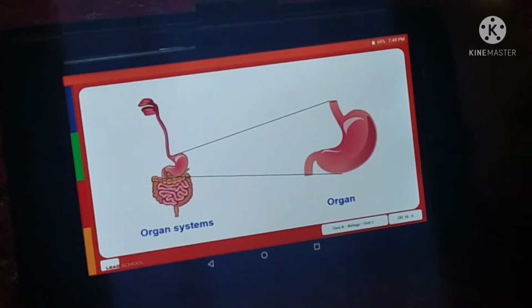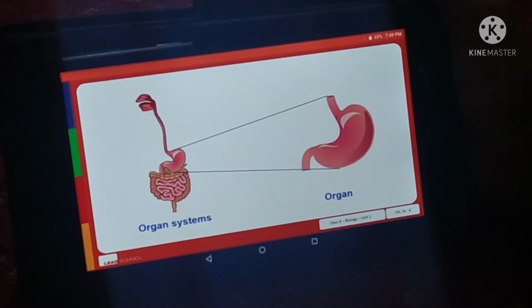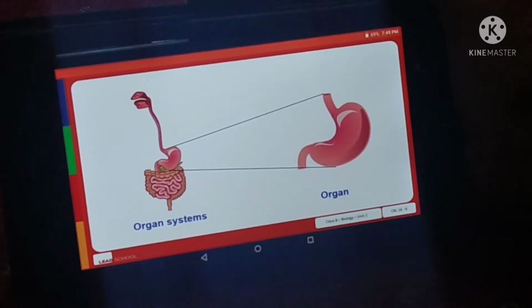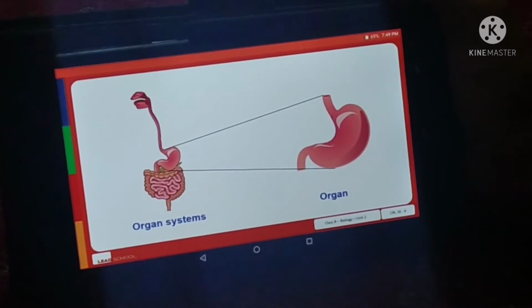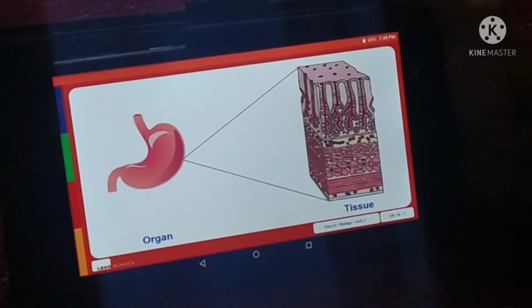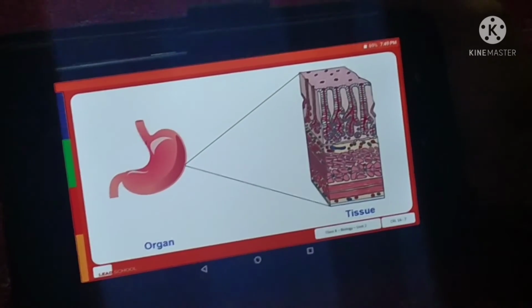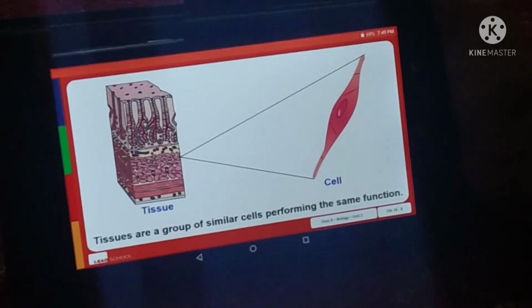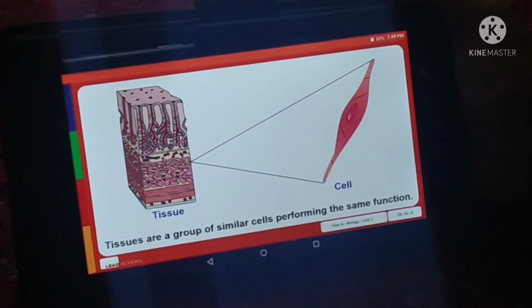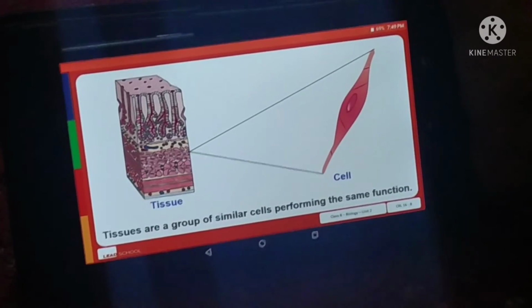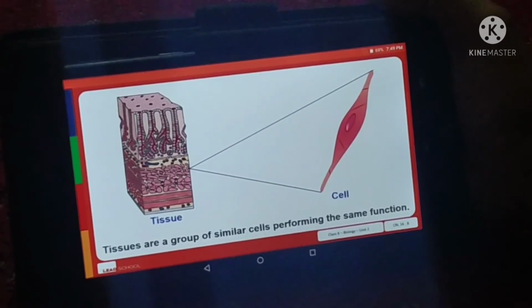These organ systems are made up of different organs. For example, the digestive system is made up of the mouth, the esophagus, the small intestine, the large intestine, and the anus. Each of these organs is further made up of tissues. Tissues are a group of similar cells which perform the same function. The cells that form different tissues are of different types. Each of these specialize in performing a specific function.